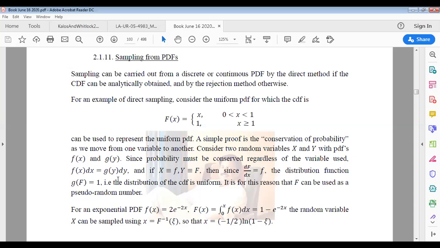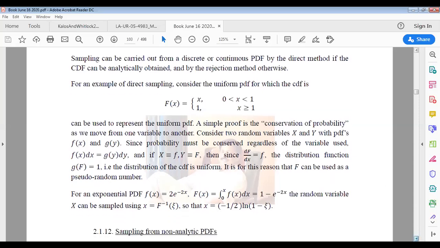So what does that mean? The last thing I told you was that the PDF of a uniform random number is 1. And here we get that the PDF of the CDF is also uniform, equal to 1. So I can equate the random number with the CDF. And this is the breakthrough. This is the bridge that we're going to cross now. It is for this reason that big F can be used as a pseudo-random number. So I think that's a big crossing of the river.